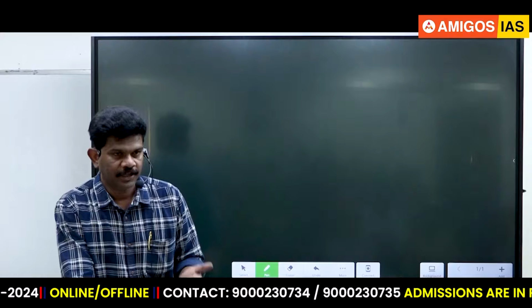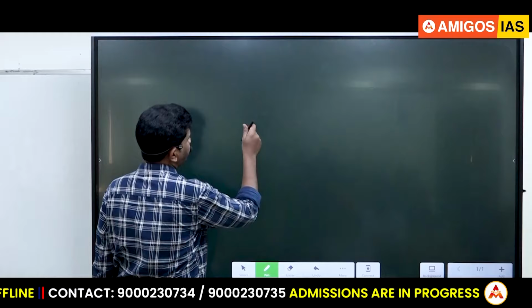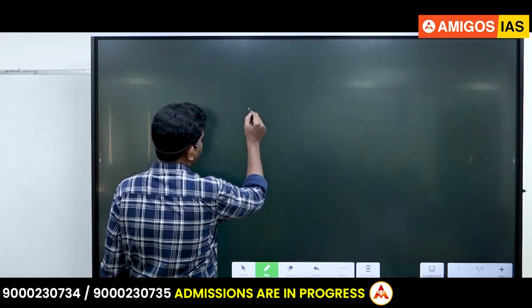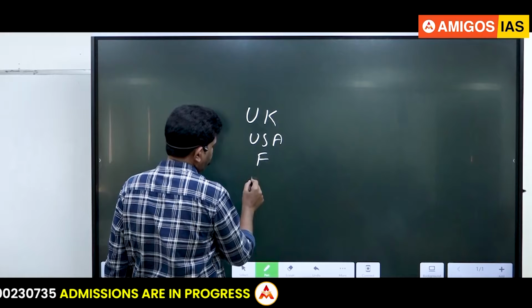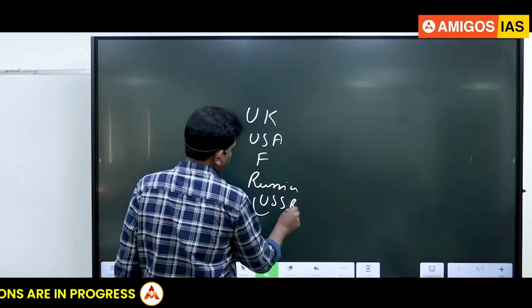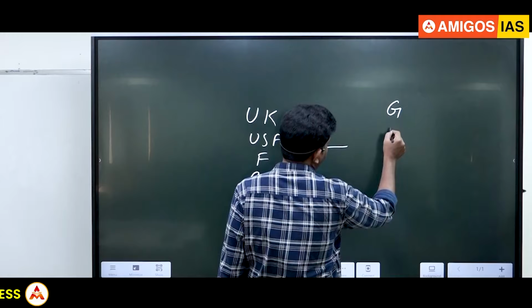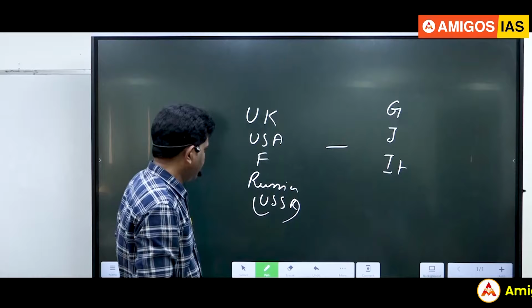So between which countries did the Second World War happen? Between Axis powers and Allied powers. So we had UK, USA, France, Russia. Russia was then called USSR. Russia on one side, and on the other side we have Germany, Japan, and Italy. And these countries defeated them.